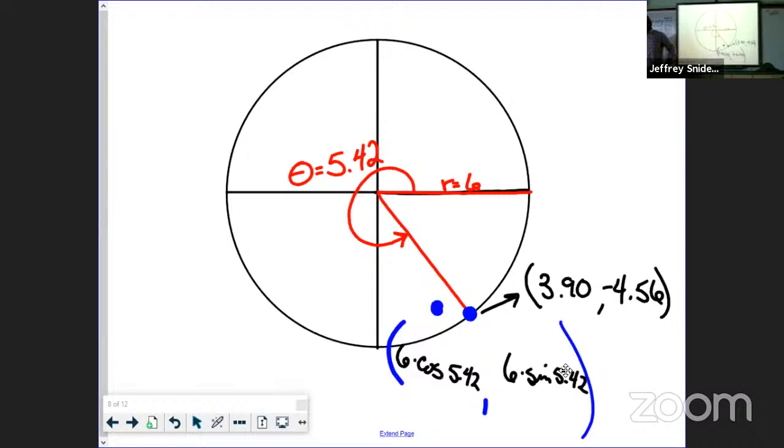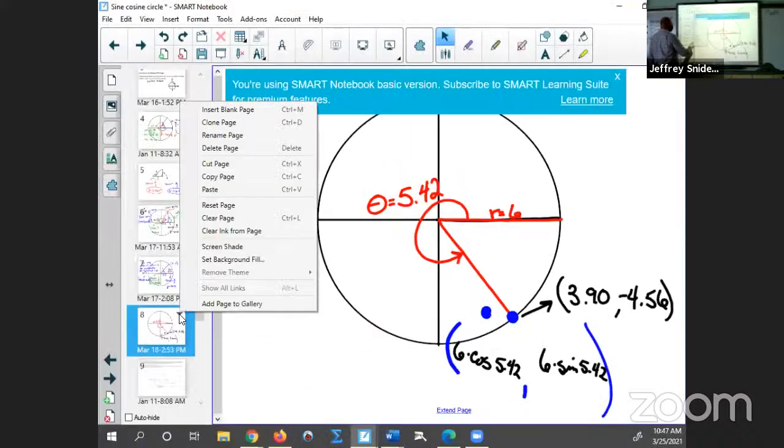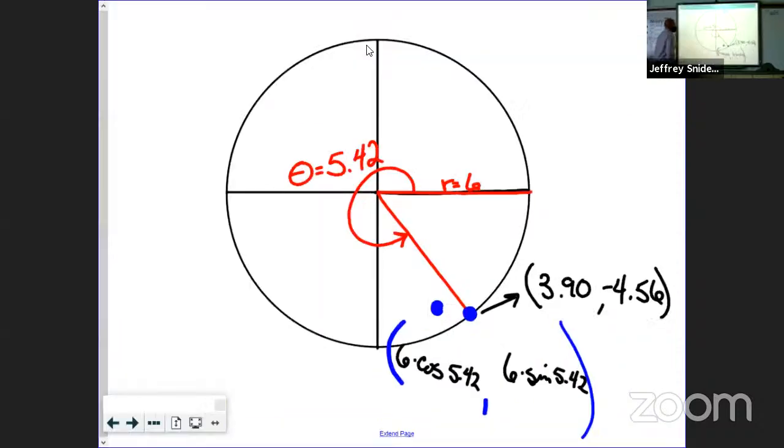All right. So I'm curious about something here. I thought I had one more circle. Let me go ahead and duplicate this page that I'm on. Clone page. There we go. Good. Okay, so this is the one I want. Let's just get rid of all this stuff on here.